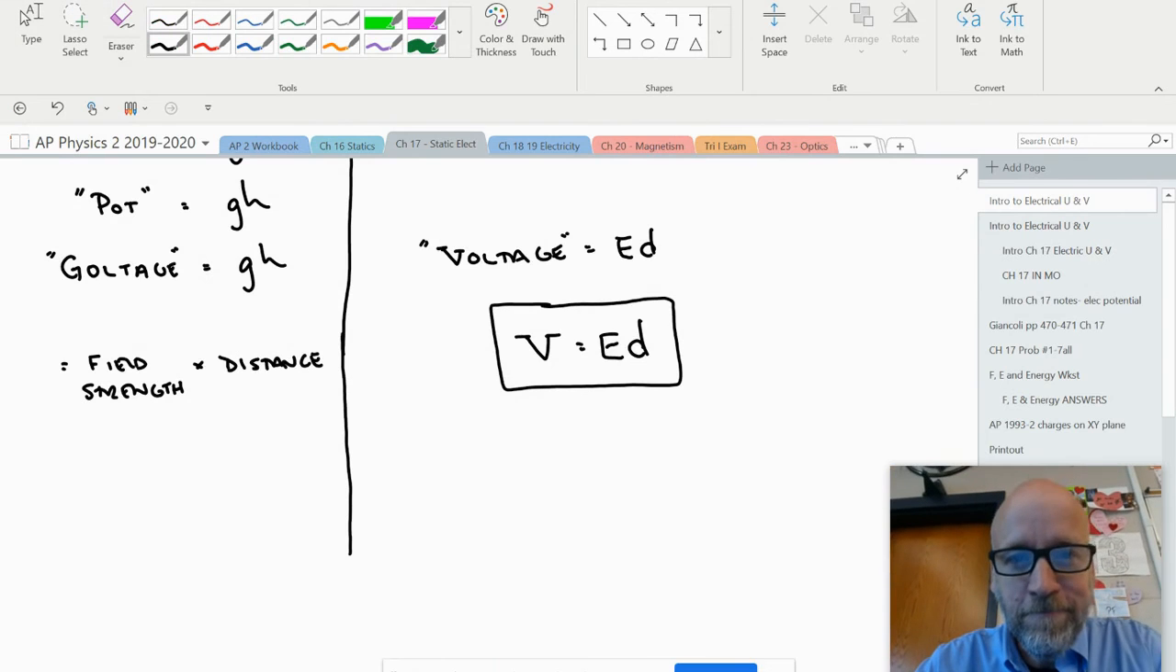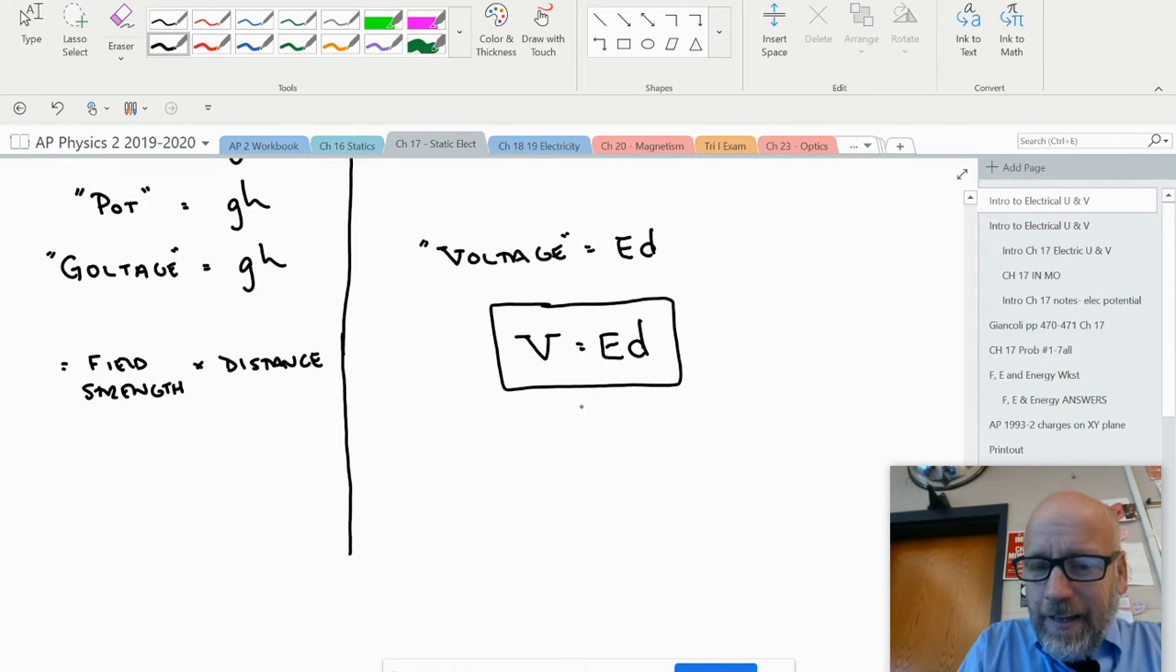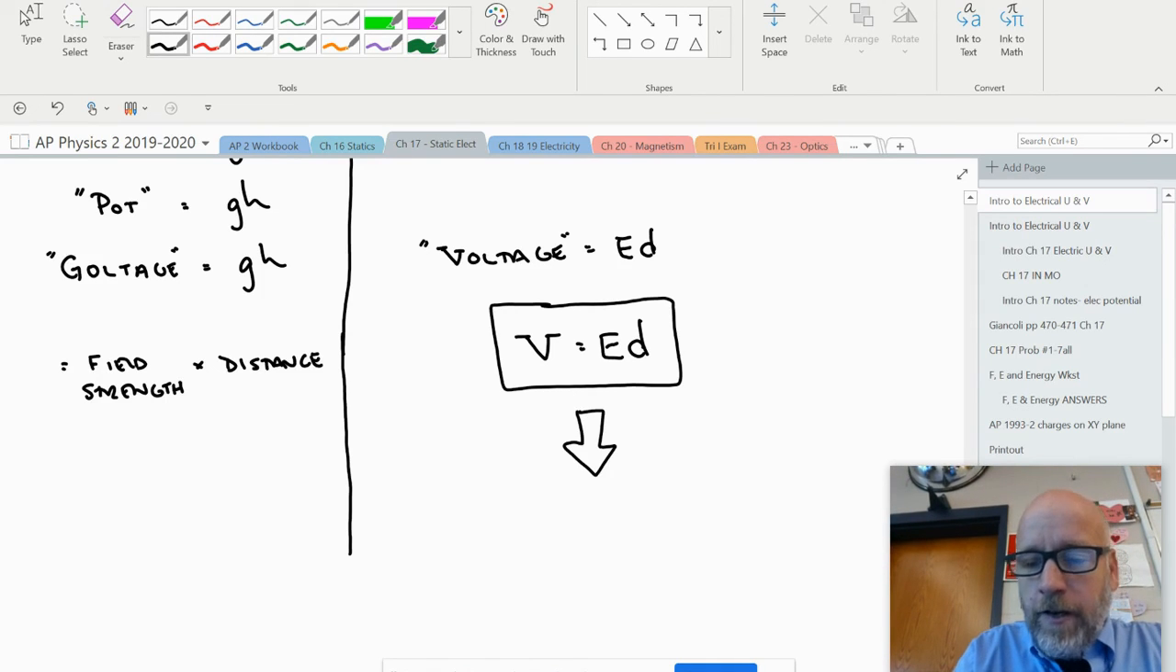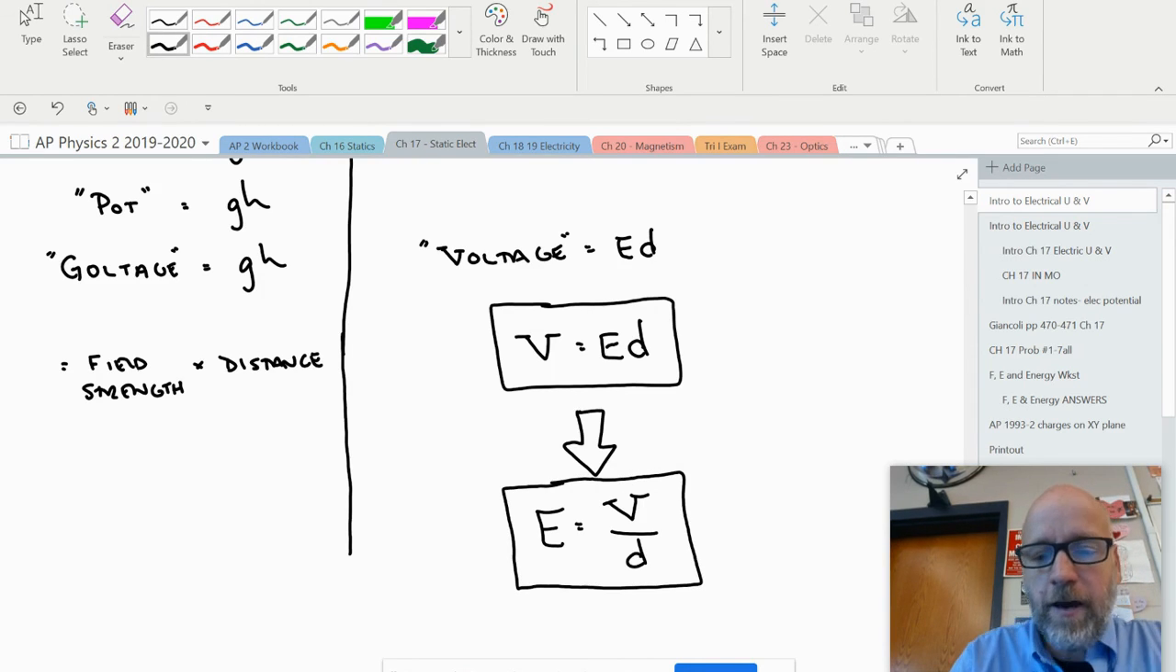And we're back. All right, so if voltage can be defined as the electric field times the distance, it is often rewritten as a definition for the electric field. So we can write that as the electric field equals the electric potential divided by the displacement. So now we have two new formulas.